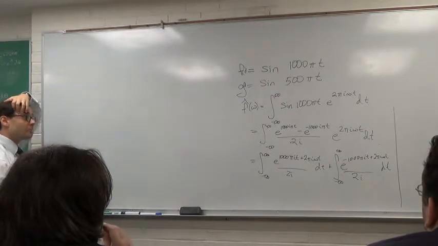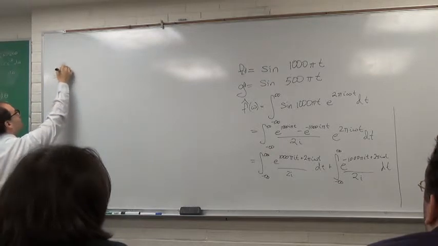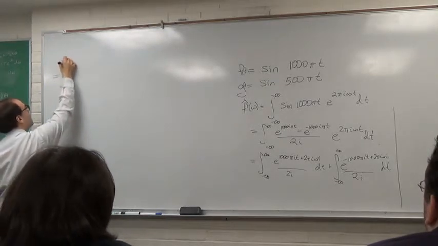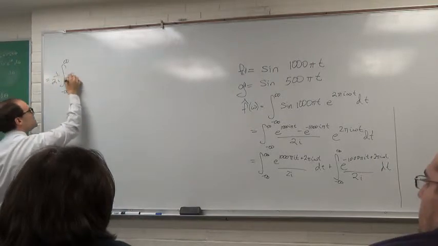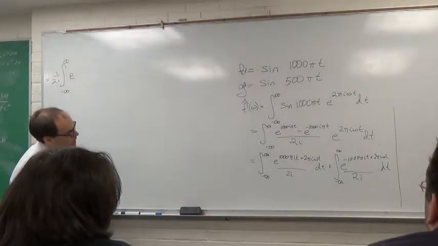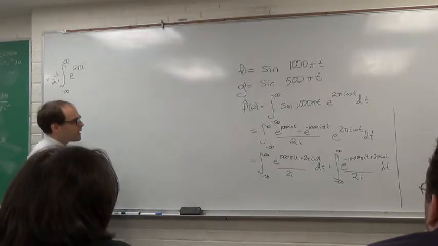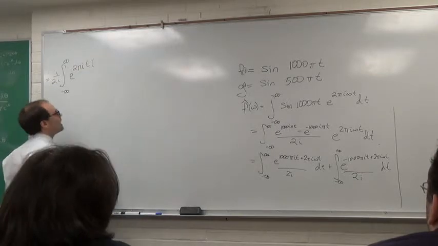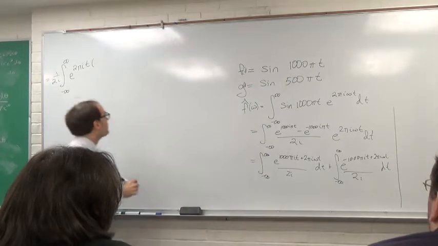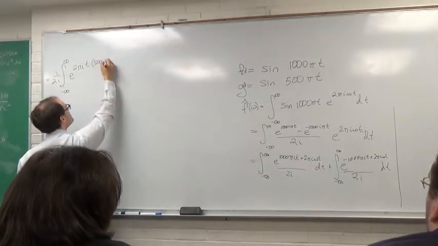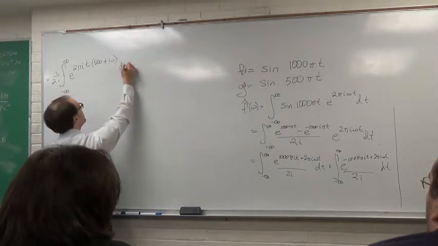So let's see here. Perhaps what I should do is group this whole thing up a bit. So this is equal to, we pull 1 over 2i out. This is e to the what? I see an i and a pi, and we pull out a 2: 2 pi i, and both of them have a t, times what? 500 plus omega, dt. That's the first one.